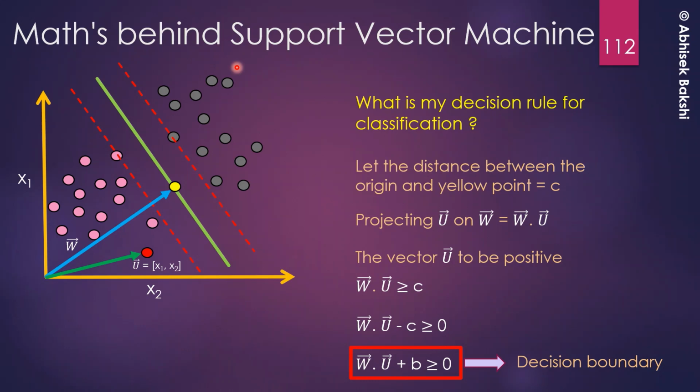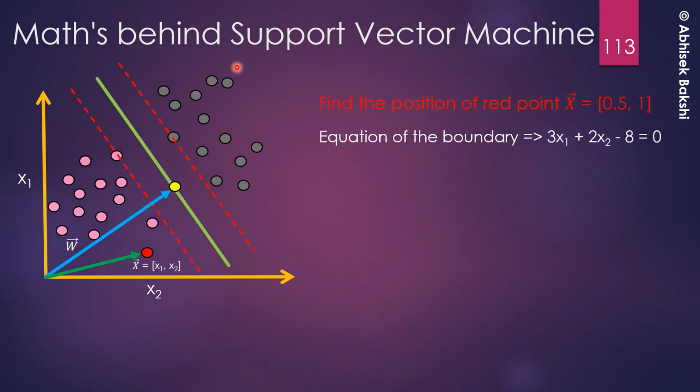But let's do one thing. It will be much clearer if we take an example. Suppose we have a problem like this. I don't have this diagram with me. I have a simple question: find the position of the red point, which is at (0.5, 1). So this is the location of this red point. And the equation of the boundary is 3x1 plus 2x2 minus 8 equal to 0. This is the equation of this green boundary.